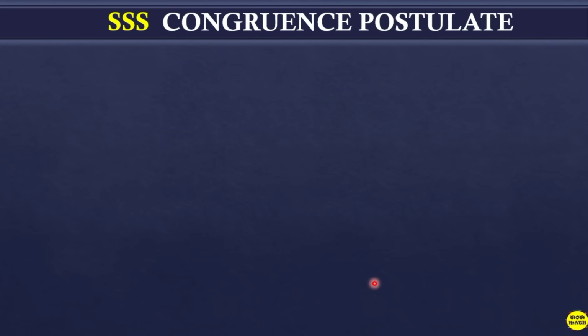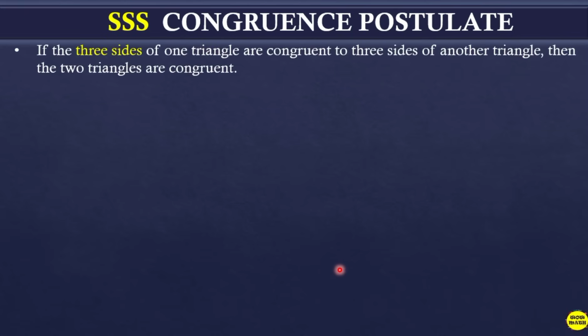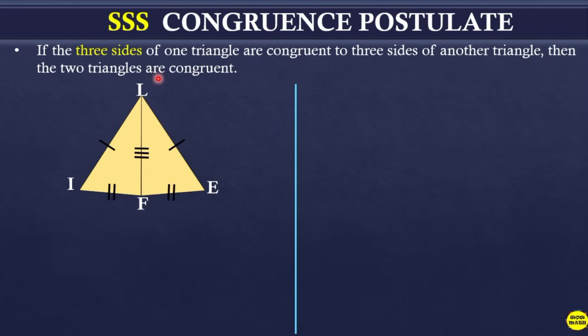Next. So, we have the SSS congruence postulate. So, if the three sides of one triangle are congruent to the three sides of another triangle, then the two triangles are congruent. Okay, so let's have an example. So, we have here, LI corresponds to LE, IF corresponds to EF. Tingnan nyo yung markings. Okay, so LI corresponds to LE, IF corresponds to EF, and LF corresponds to LF. So, meron silang common side.